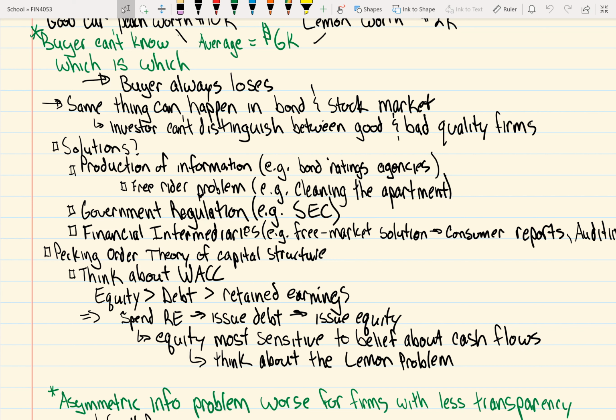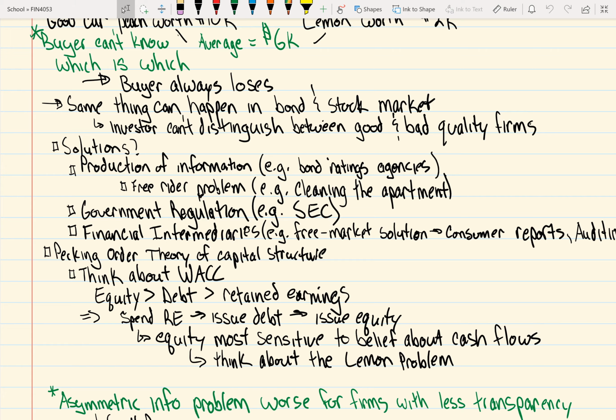The next one is government regulation. So this is sort of an answer to the free rider problem because, of course, we all pay taxes, so we all have to pay for the government. So it sort of restricts anybody being a free rider because everybody has to pay in. So an example of this would be the Securities and Exchange Commission.